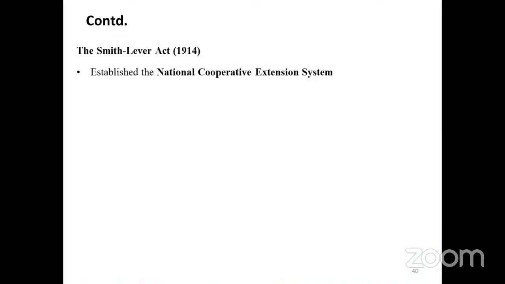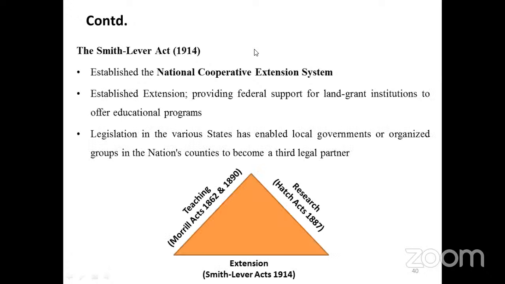Then came the Smith-Lever Act, which particularly established the National Cooperative Extension System. Earlier it was about education, now we came to the extension system. So this is how these three acts worked. First was focused on institution, meaning teaching, the Morrill Act. Then came the Hatch Act, which focused on research, and then the Smith-Lever Act, which focused on extension. So the three dimensions of the agricultural mechanism in a country were established with these three acts.